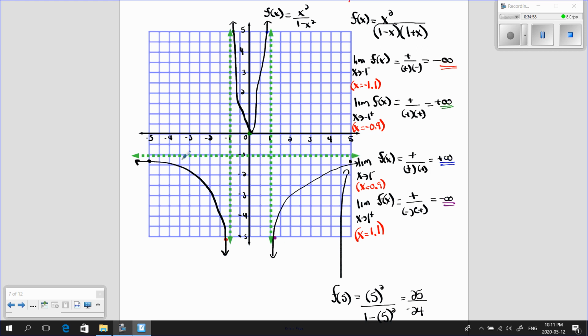You cannot cut through a vertical asymptote. It's an infinite discontinuity. We call it an infinite discontinuity because to the left, I'm going towards negative infinity, and to the right, towards positive infinity. To the left of 1, I'm going to positive infinity. To the right of 1, I'm going to negative infinity.